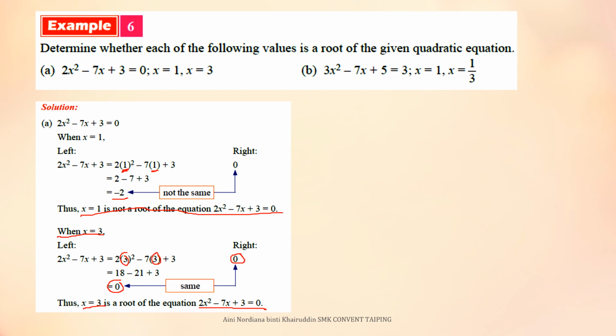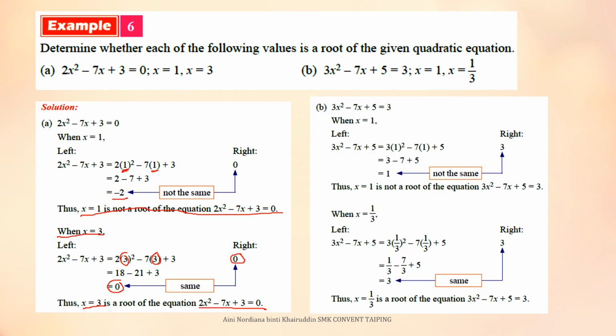Same goes to question B. Substitute the value of x with 1. The value on the right hand side is 3. When you substitute, you get 1. So this is not the same. So x equals 1 is not a root. When you substitute the value of x with 1 over 3, 1 over 3 here, 1 over 3 here, then you get 3. Same as the right hand side. Thus, 1 over 3 is a root.